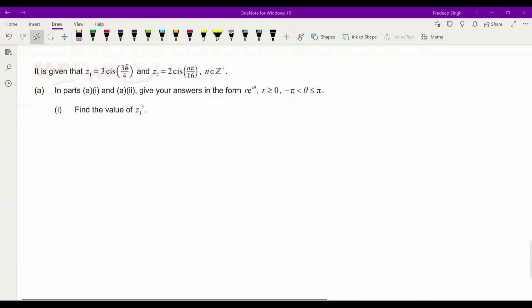Z1 and Z2 both are given in terms of polar form. So as we saw, there are three types of representation of a complex number: Cartesian form, the polar form, and the Euler's form. This representation, which has a cis in it, is called the polar form. And just for revision, let me write down the elaboration of cis theta.